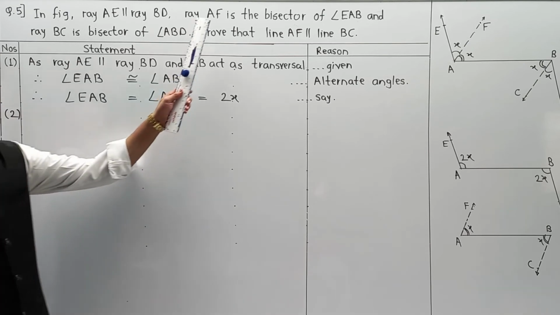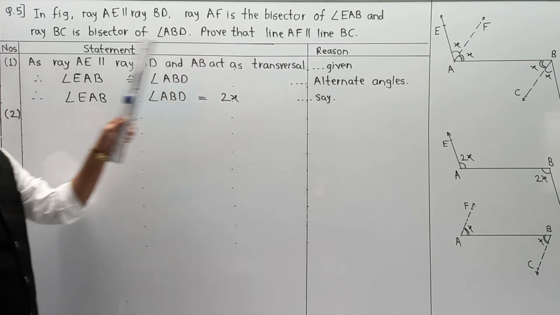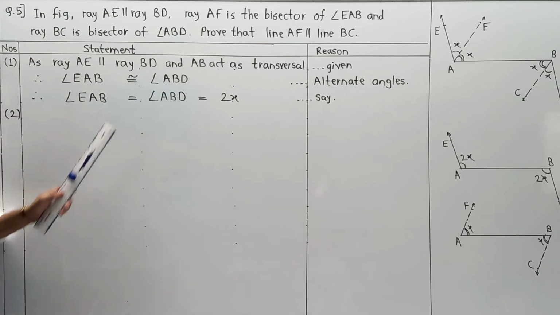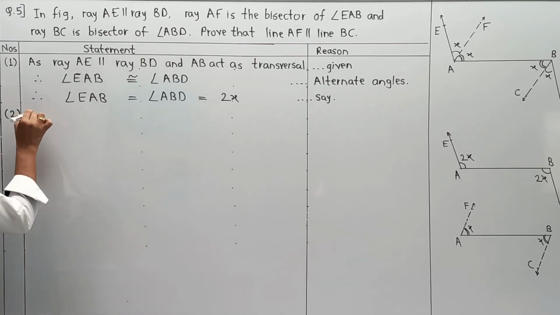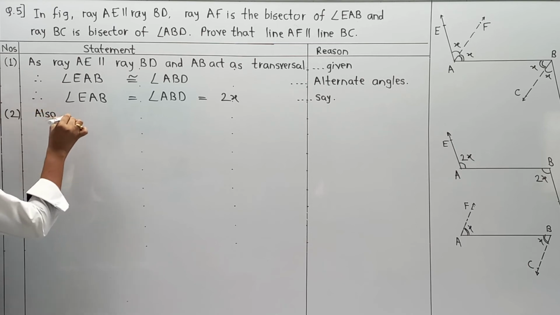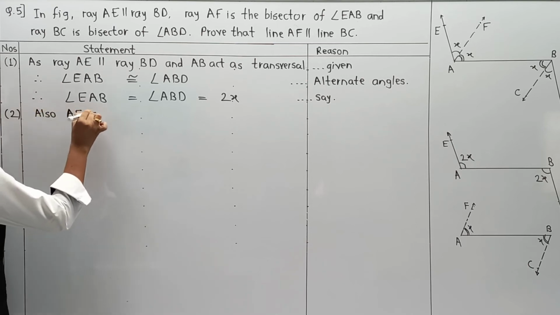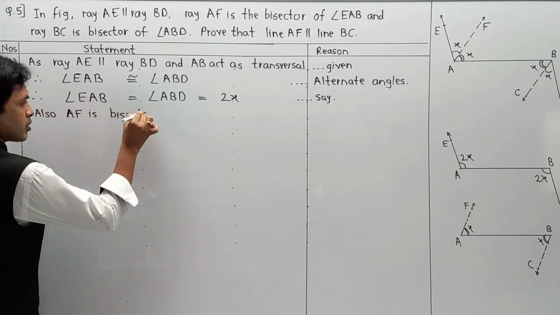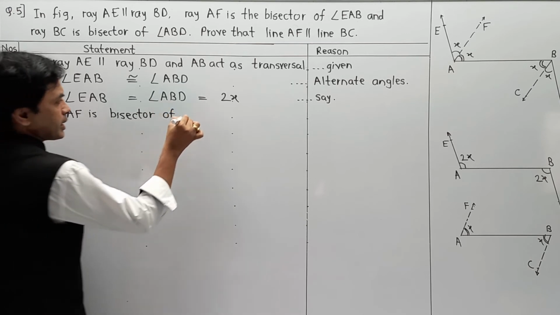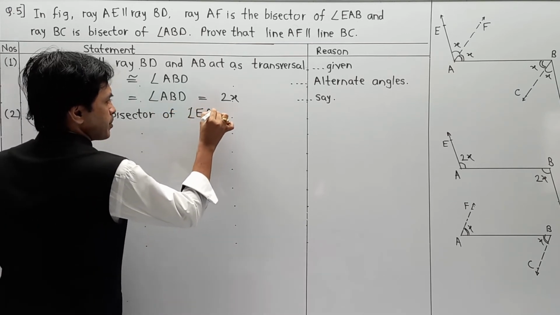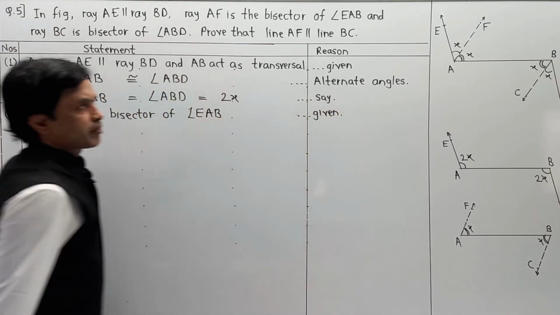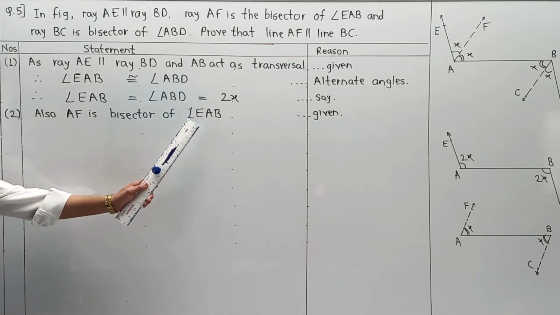Now next, they have given us two conditions. First, AF is a bisector of angle EAB, and BC is a bisector of angle ABD. So writing that reference over here: AF is a bisector of angle EAB. They have given it, so I am going to write it as given.